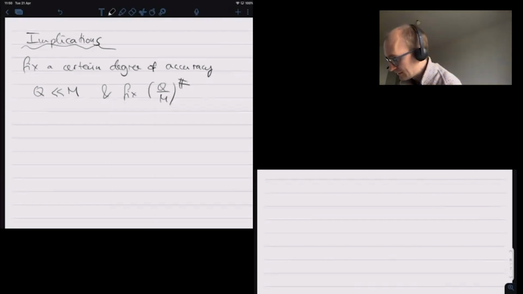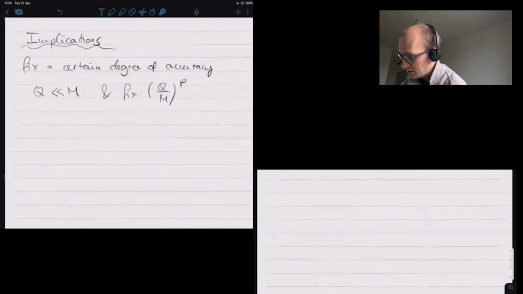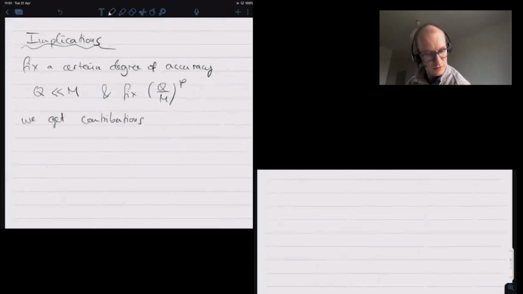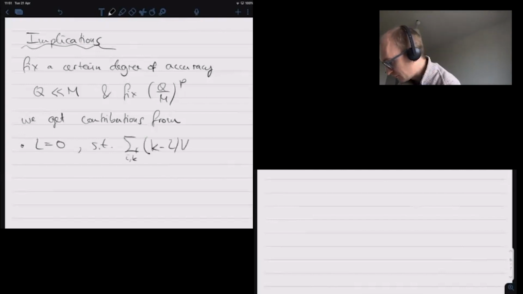Okay, so in fact, let us call this power P, because we know that a given diagram now contributes to the amplitude with this power P. So let us fix this P, okay? And then this means we get contributions from tree diagrams, meaning no loops, such that we have to have that the sum over i_k of (k minus 2) v_{i_k} is equal to P minus 2.